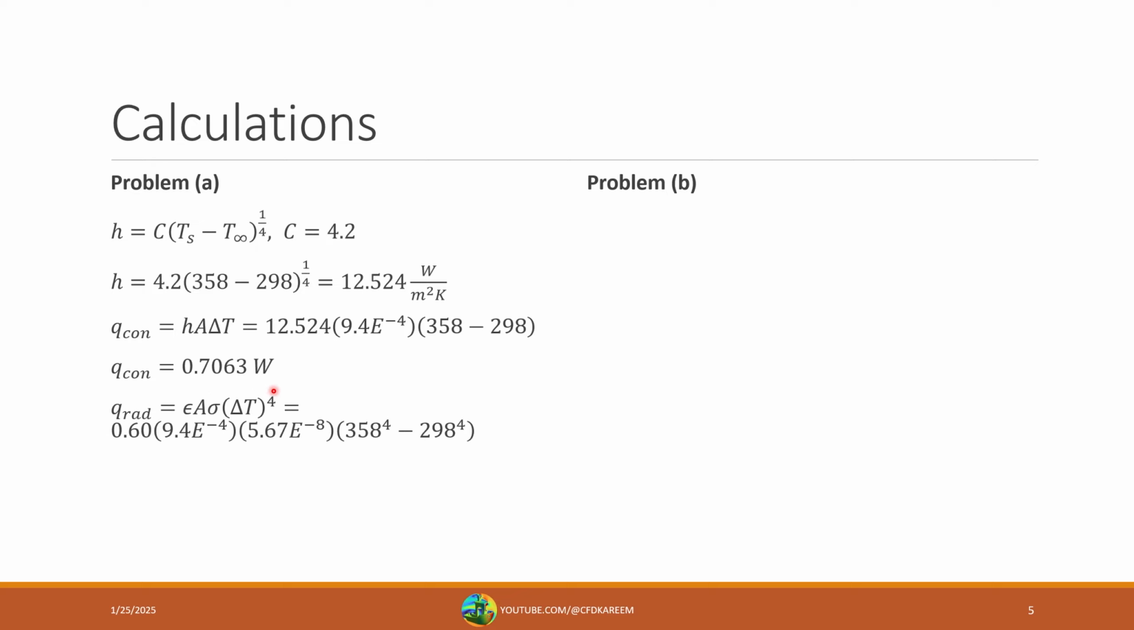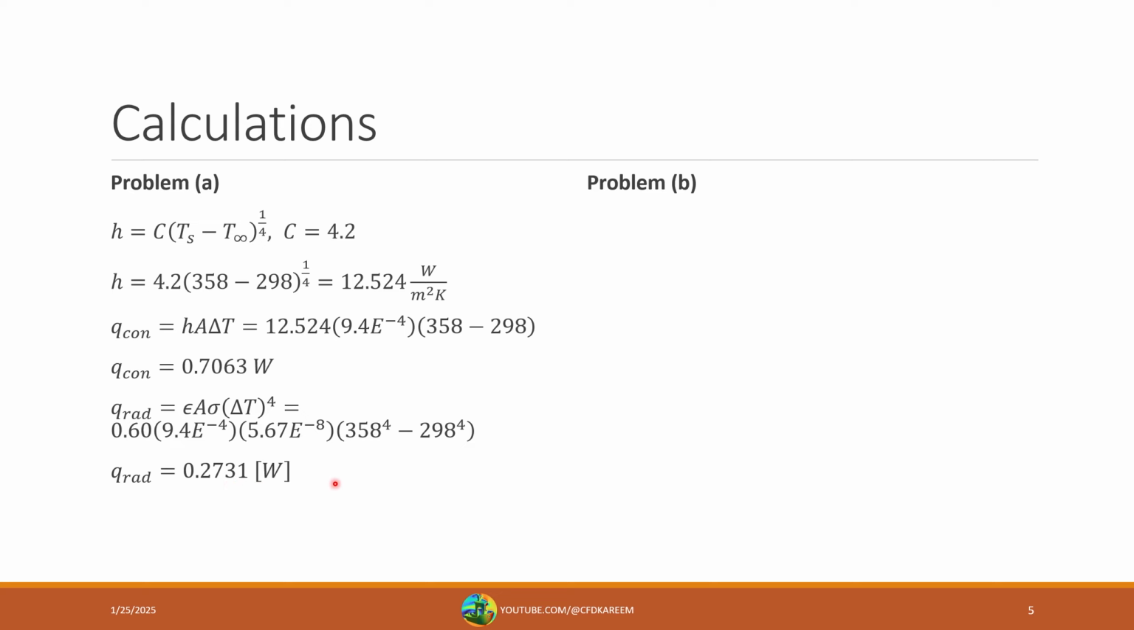For radiation, we're going to use this simple equation of E, which is the emissivity, A, sigma, which is the Stefan-Boltzmann constant, and then the difference in temperature to the 4th power. Plugging in 0.6 for the emissivity, which we are provided, as well as our area, Stefan-Boltzmann constant, and the difference in temperature to the 4th power, we can see that our heat loss due to radiation should be about 0.2731 watts.